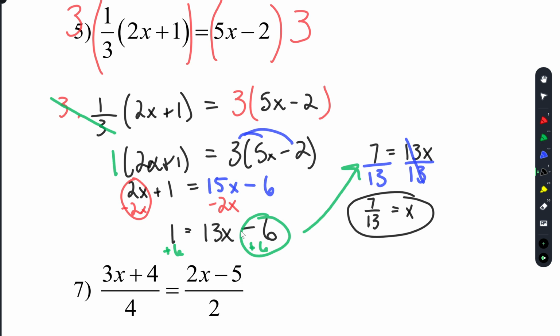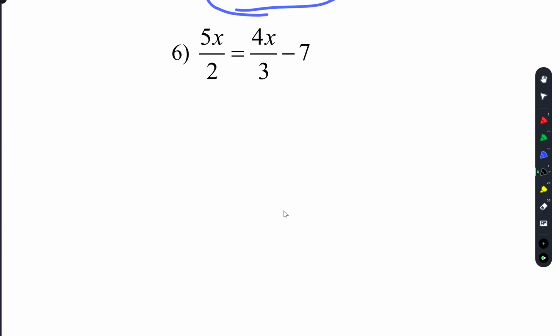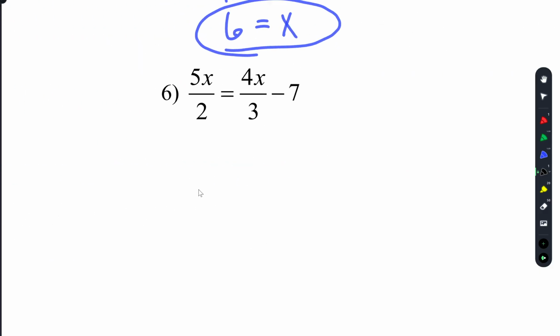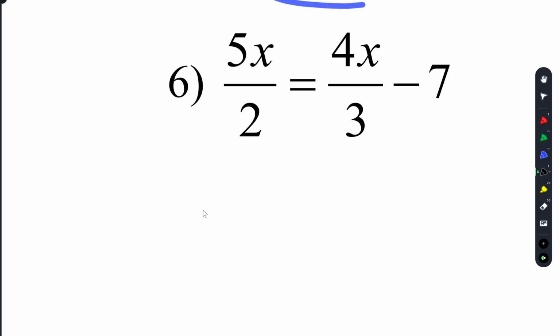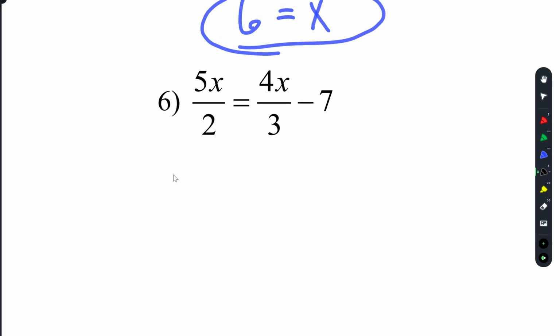All right, I got another one with fractions. You want to deal with fractions? No one likes them. Ideally, I would like to double this side to get the 2 out and triple this side to get the 3 out. But that's illegal. I can't be doubling one side and tripling the other side. It's got to be the same business.